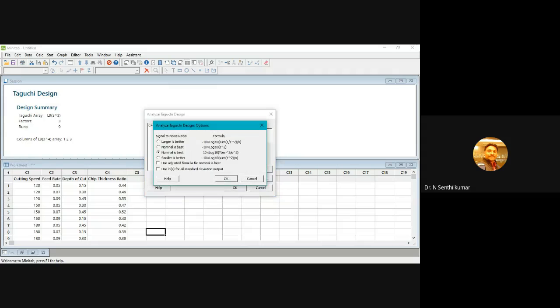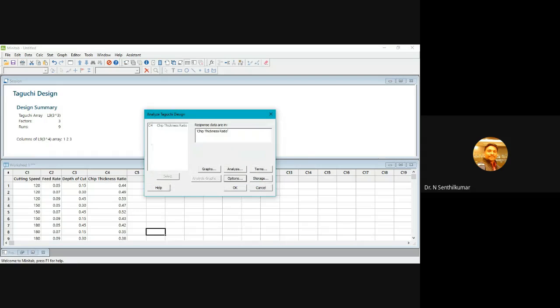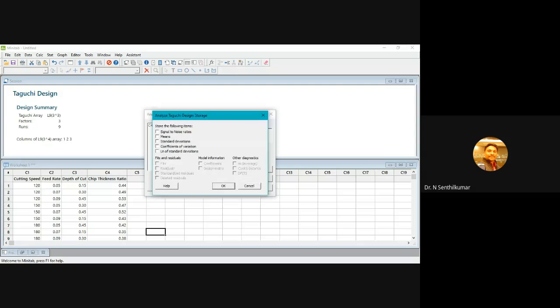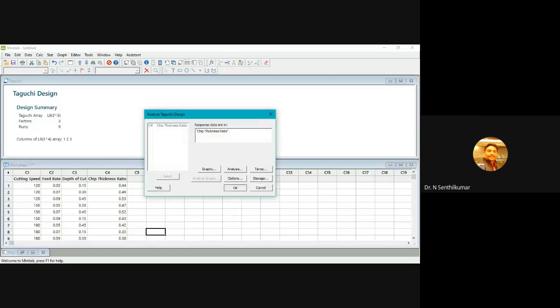Then options. So here is the main thing. In Taguchi, we have seen 3 formulas: larger the better, smaller the better, target. So here also, the chip thickness ratio should be smaller the better. So I am going to choose the smaller the better. Okay. Then storage. SN ratio I am going to store.